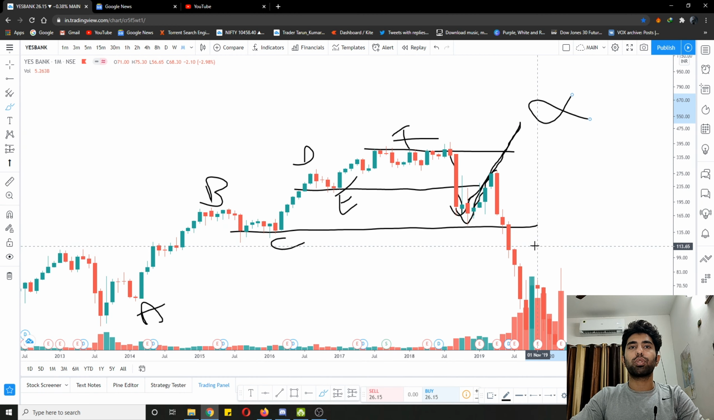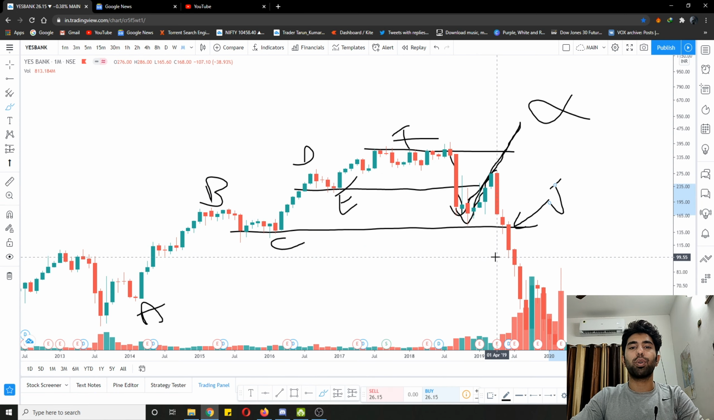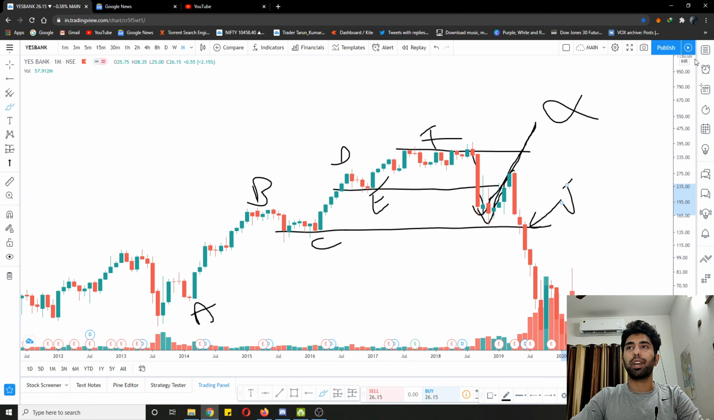But as soon as we saw this particular candle, which is of June 2019, it was clear that this stock is in a downtrend, and if anyone is holding on for investing, it should exit, because there is no point keeping the share in the downtrend.